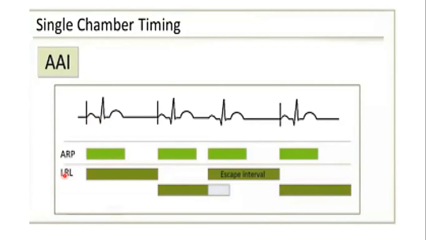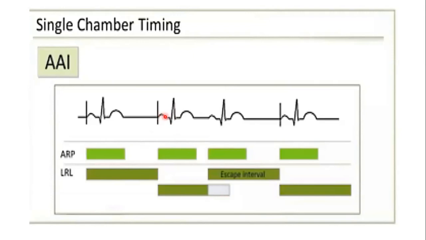So the lower rate limit is the minimum heart rate that the pacemaker will allow the intrinsic conduction of the patient's heart to go before it paces. So at the expiration of this lower rate limit, if the pacemaker in the atrium has not sensed any intrinsic activity, the pacemaker will pace, and then the AV delay will be set.